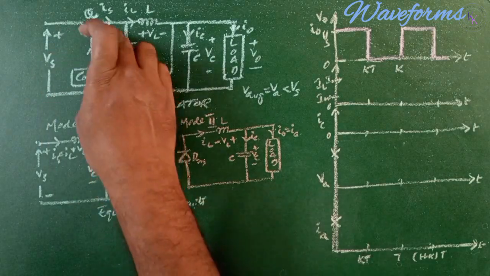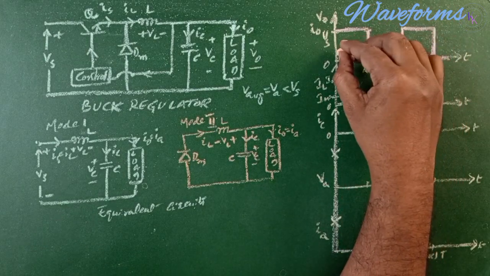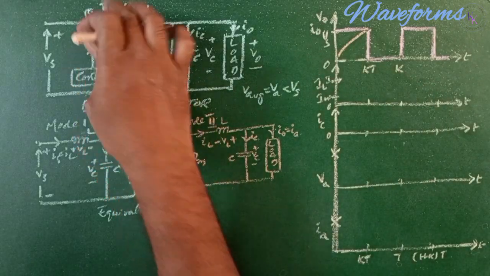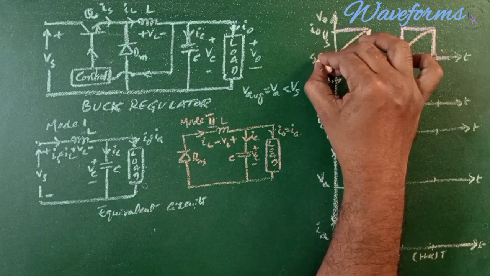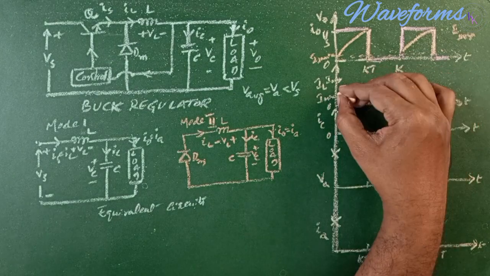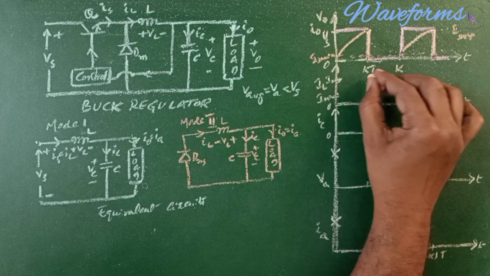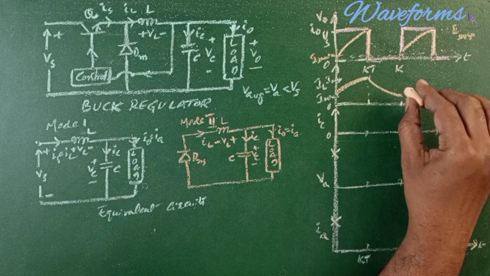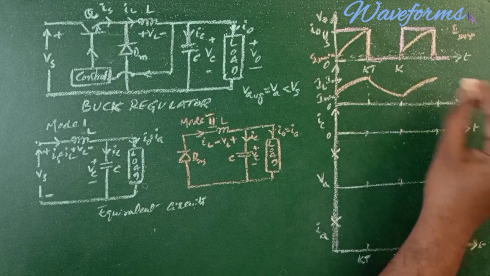The input current Is will be present when Q is on, that is in mode 1, and that will be from minimum value to maximum value. When Q is off, Is will be 0. When Q is on, Is will be rising. This is Is minimum, this is Is maximum. The inductor current will start increasing during the turn on time and reaches the maximum value from the minimum value, and again starts decreasing to the minimum value during the mode 2 operation. Again in mode 1 operation it starts increasing from minimum to maximum value.